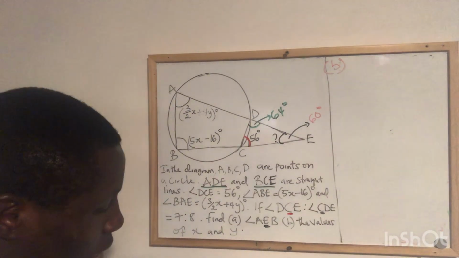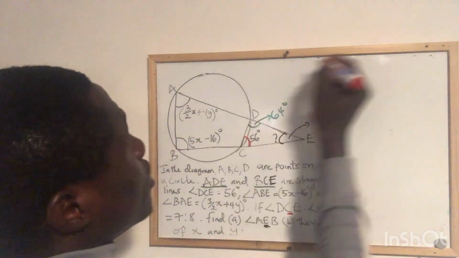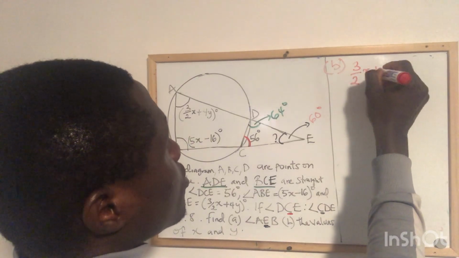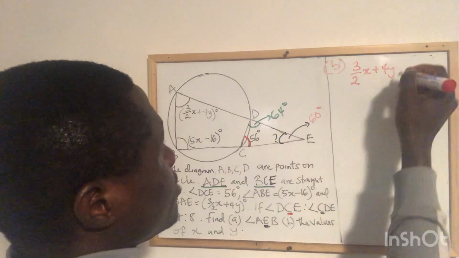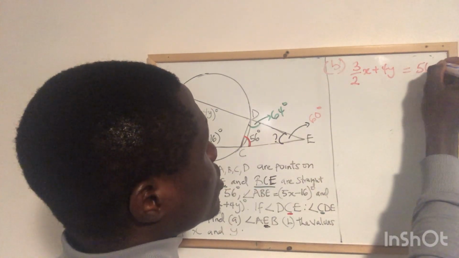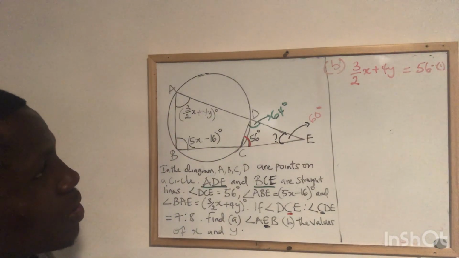So based on that rule, I'm going to be solving this question, which is now 3 over 2 (x plus 5y) degrees equal to 56. We call it equation 1. Very, very important, because this is going to be used later. You call it equation 1.